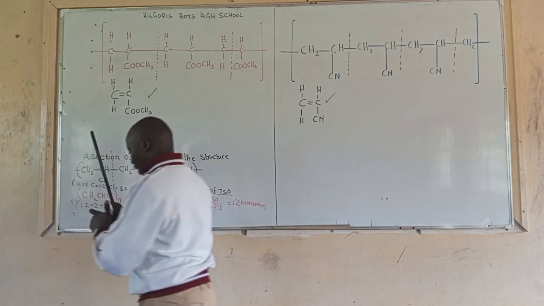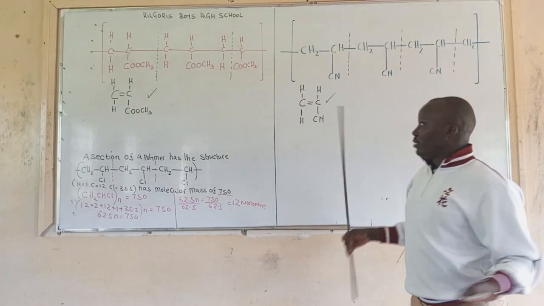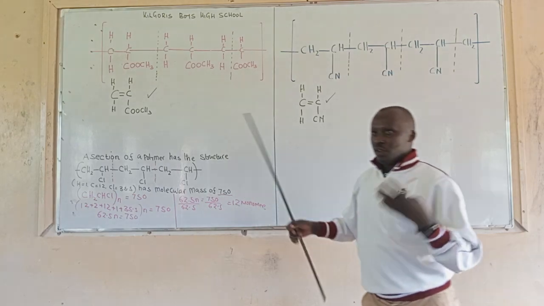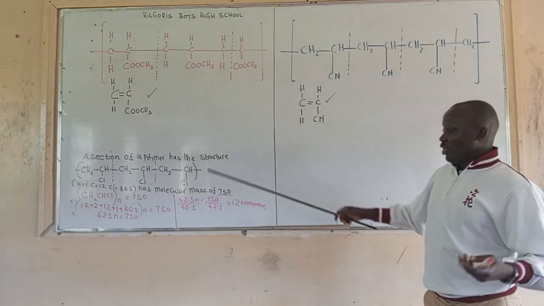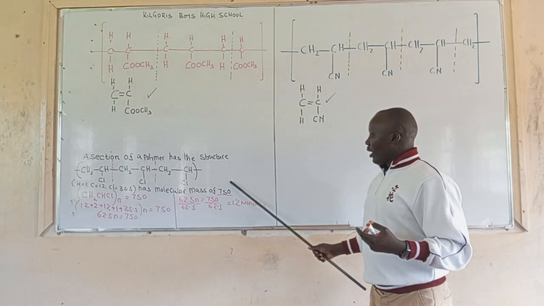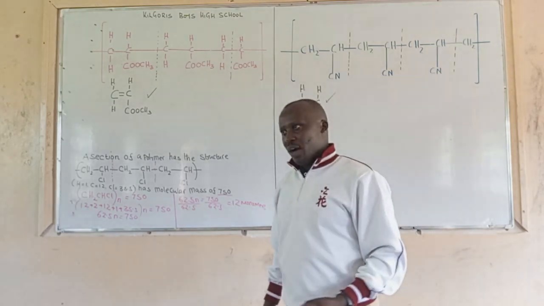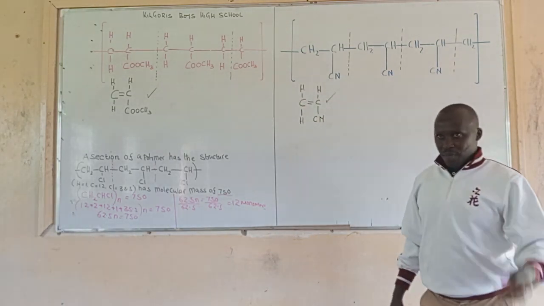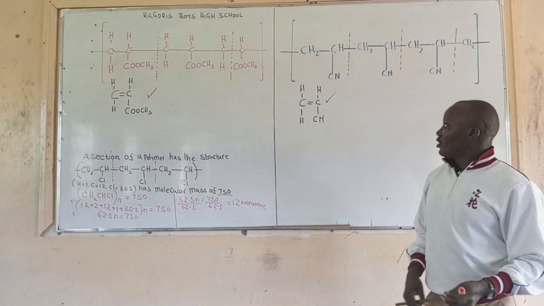Simple. That is how you can get the number of monomers from here. So these are very simple. If you are required to draw the monomers from a polymer, you just check where there is a repetition of the units. If you want to calculate the number of monomers given the molecular mass of the polymer, you just say number of monomers is equal to the molecular mass of the polymer divided by the molecular mass of the monomer.